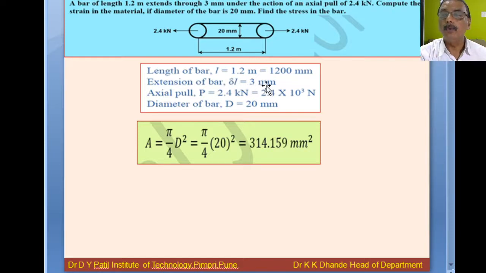Delta L is equal to 3 mm. Axial pull of load is acting, 2.4 kilonewton. Convert into Newton, 2.4 into 10 raised to power 3 Newton. Diameter of the rod is given, 20 mm. So it is a solid rod. So again we may calculate its cross sectional area. Cross sectional area A is equal to pi by 4 d square, is equal to pi by 4, put the value of d here, 20 into bracket square. You will get an answer here, 314.159 unit mm square.